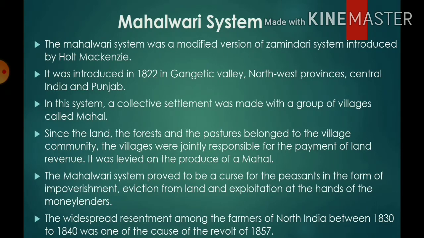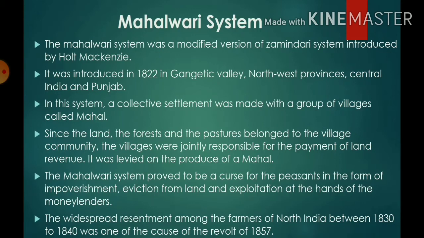A group of villagers also cultivated the area, the pasture land, the forest land and the cultivable land, and paid the revenue to the government. It was levied on the produce of a Mahal. The villagers were jointly responsible for the payment of the land revenue.